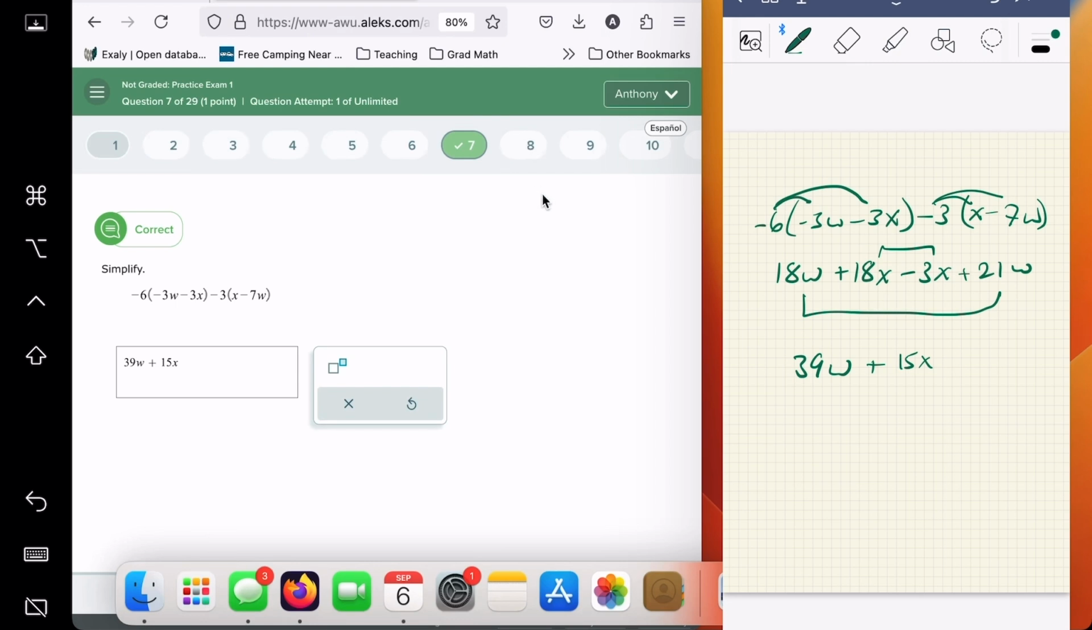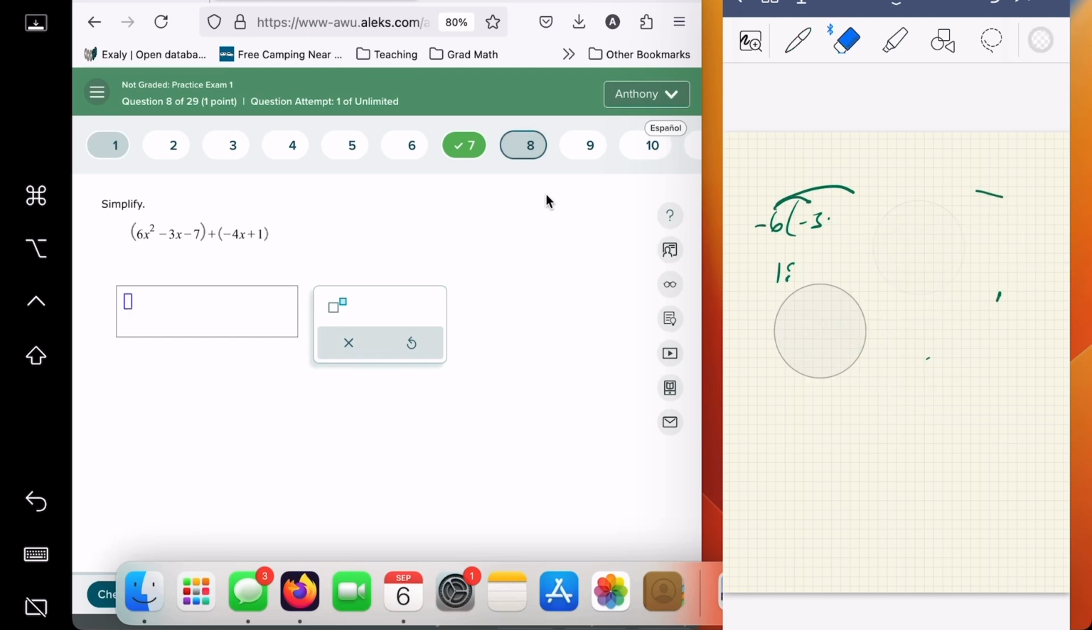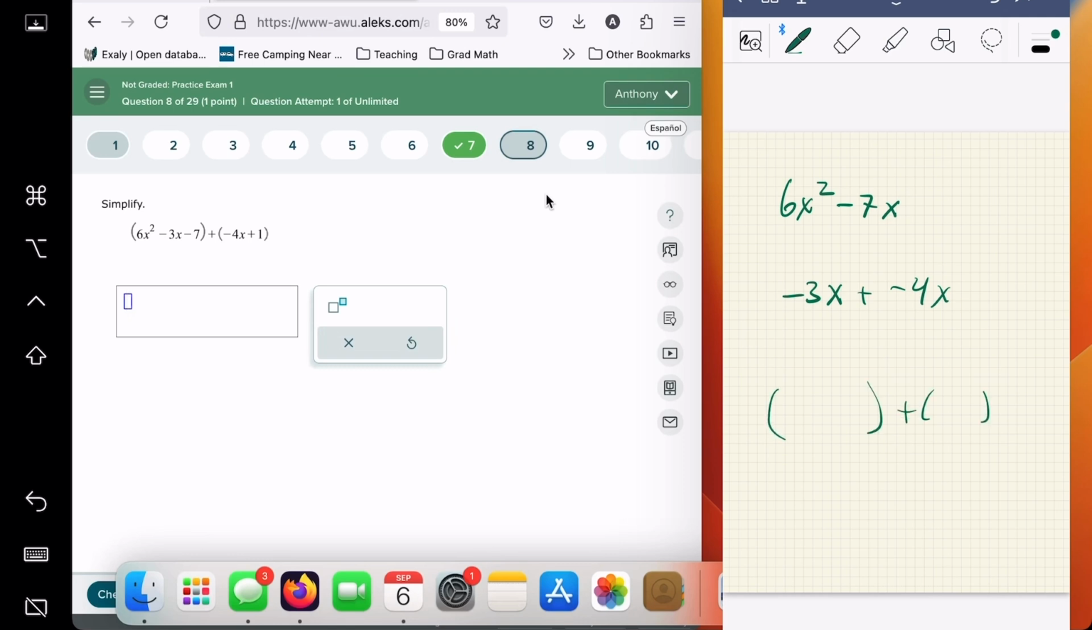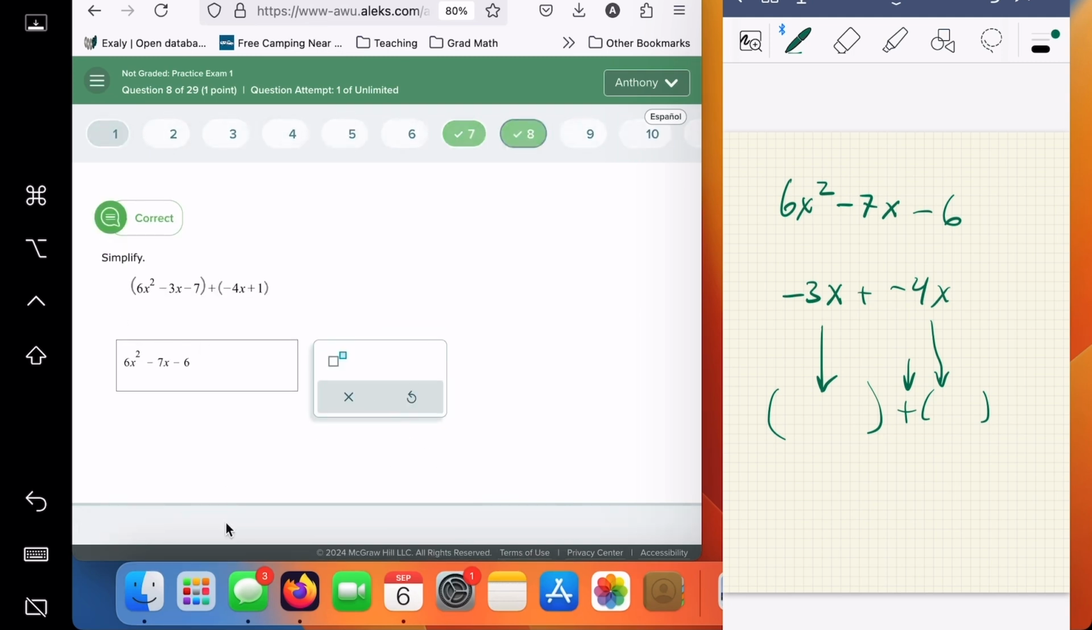To the next one. All right. Simplify again. So we're just going to combine like terms. We have 6x squared. And then there's negative 3x plus a negative 4x, the middle term on the left and the first term on the right. Together they make negative 7x. I have to add them, right? Because I have something plus something. And then negative 7 plus 1 is negative 6. So all in all, I have 6x squared minus 7x minus 6. All right, cool. All right, continue.